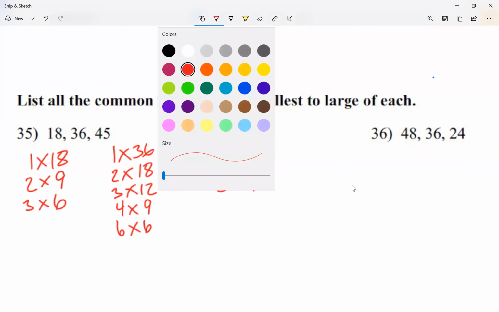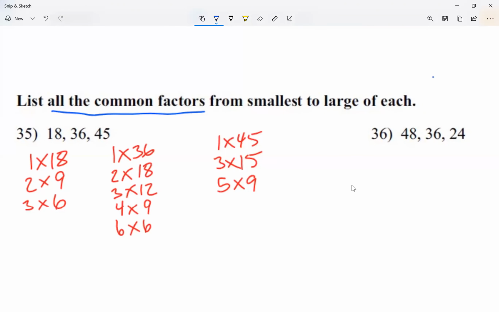Okay, so now the instructions here say all the common factors from smallest to largest. All right, so I'm looking for the numbers that are in all three, okay? So 1 is a factor of 18, 36, and 45. 2 is not a common factor because it's not a factor of 45. But then I have 3. 6 is not a common factor. But then I have 9, and that's it. My common factors are 1, 3, and 9. I went from small to large. Don't forget the comma in between, in parentheses. Don't forget a space after each comma.